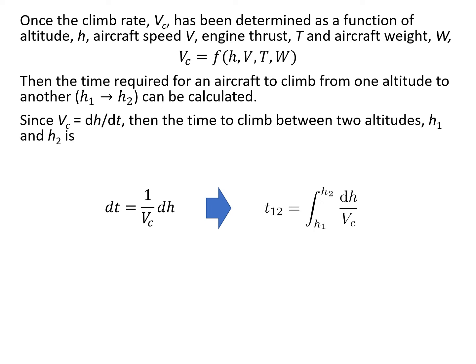That's the incremental height, and that's a climb. Vc is the climb speed, the vertical speed, and dt is the incremental time to achieve the height change, delta h. Okay, so for the total time used from h1 to h2, we just do the integration from h1 to h2.